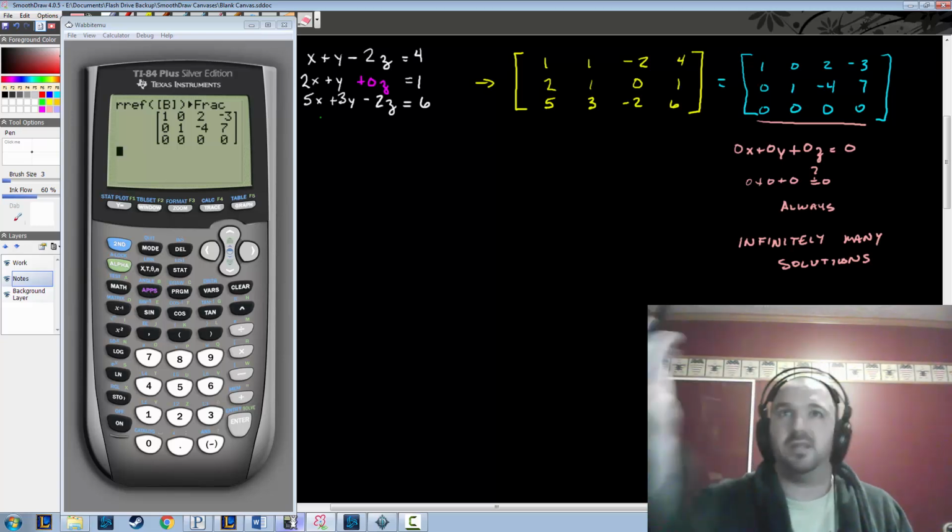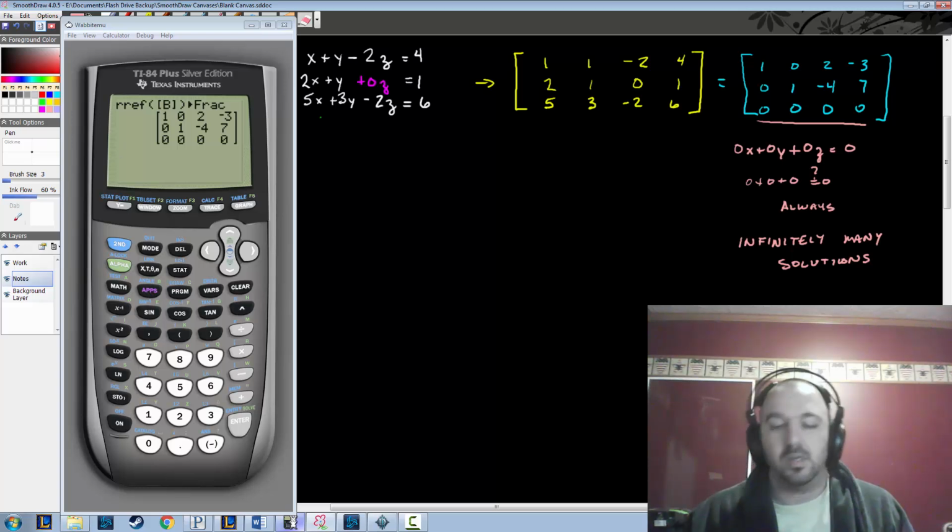So that's how this works, and that's how all the 3x4 matrices work. It's just plug it into the calculator and hit go, and the calculator will do it for you.